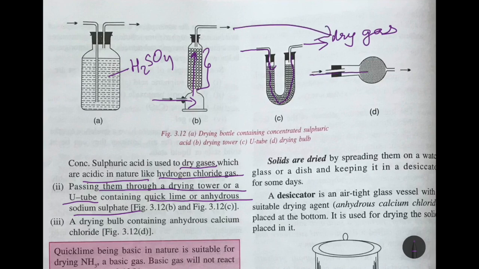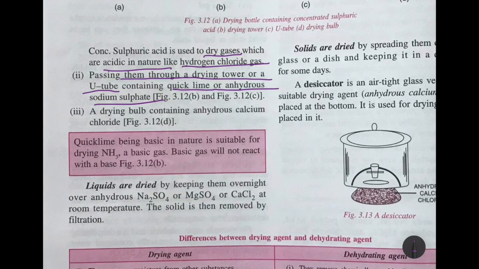Similarly here also, through this bulb, the drying agent is here. What comes out from here? Dry gas will come out. So this is a drying bulb containing anhydrous calcium chloride. Remember, quicklime is basic in nature, so it is suitable for drying ammonia, which is a basic gas. Base and base will not react.